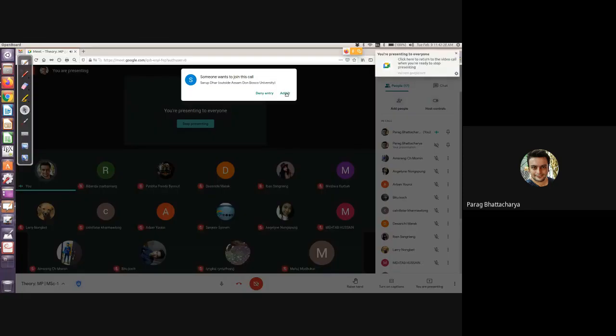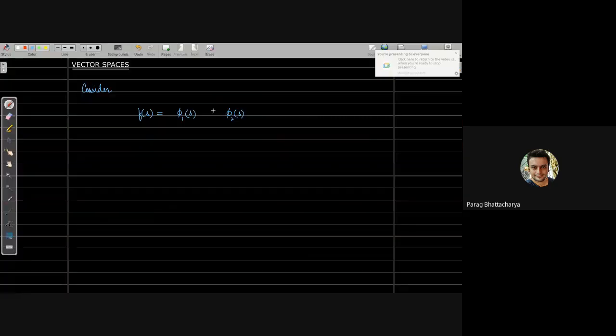So phi1 and phi2 are two known functions, and these phi1 and phi2 are linearly independent.